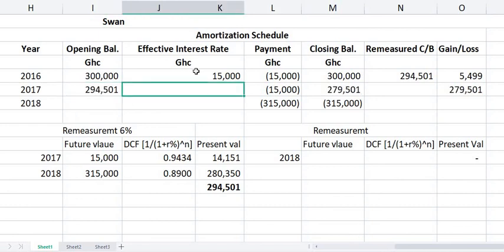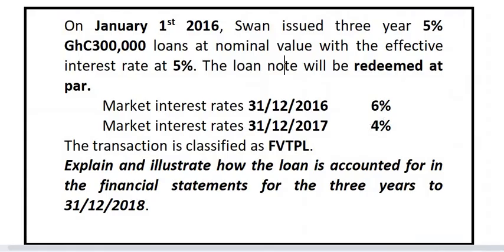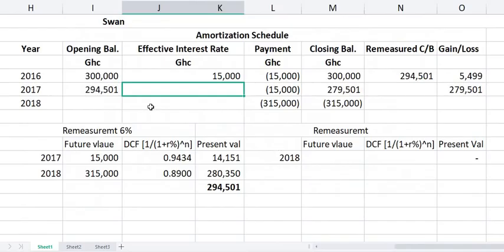And our effective interest rate for 2017, we all know that now it is 6% because it changed at the end of 2016. So effective from 1st January 2017, it is going to be 6% and not 5%. So we will charge 6% on this. Charging 6% on that, we are going to have 17,670.